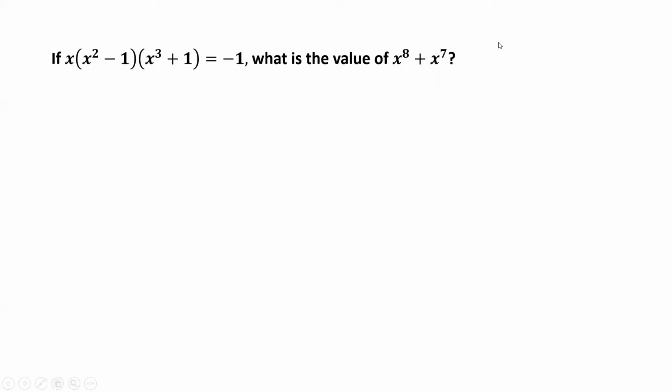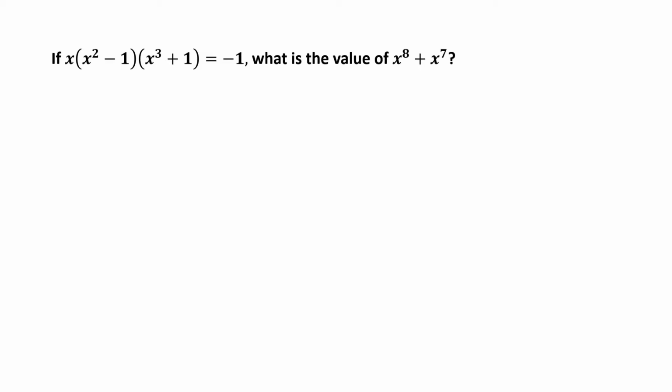This is a problem that was asked in a high school math test, and this is not a trivial problem, and there might be many different ways to solve this, but I'll show one way which may be interesting, unique, and may not be a very conventional approach. So in the problem, we are given that x multiplied by x squared minus 1 multiplied by x cubed plus 1 is equal to minus 1. What is the value of x to the power 8 plus x to the power 7?